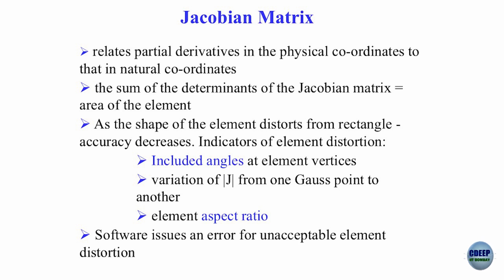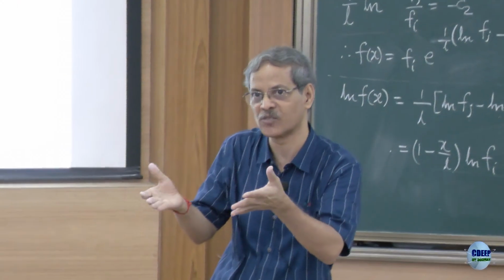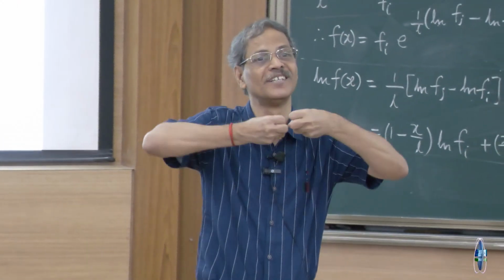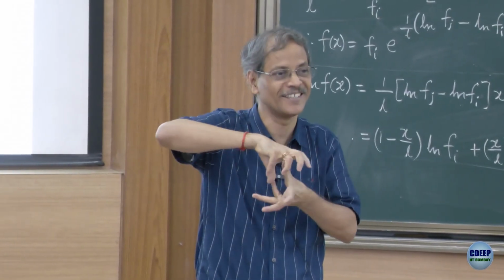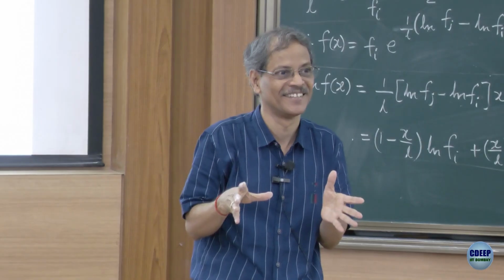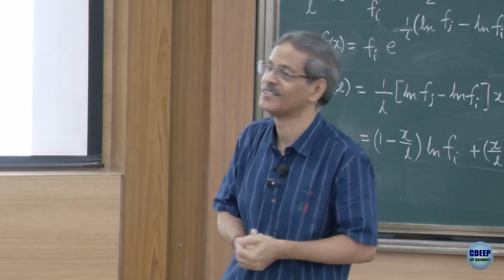If you have distorted it badly, the included angles became very bad. They were originally 90 degrees. In the process of making it a quadrilateral element in the real physical xy coordinates, if you have stretched it, squeezed it, rotated it badly, then the Jacobian will be formed.